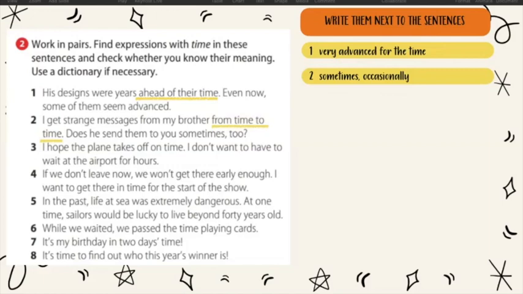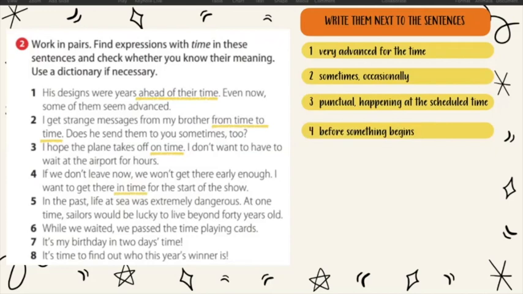Number 3, I hope the plane takes off on time. I don't want to have to wait at the airport for hours. Well, it means punctual, happening at the scheduled time. Number 4, if we don't leave now, we won't get there early enough. I want to get there in time for the start of the show. What is in time? Well, before something begins, before something starts. Not punctual, it's before.